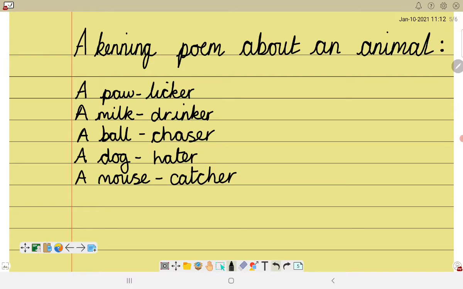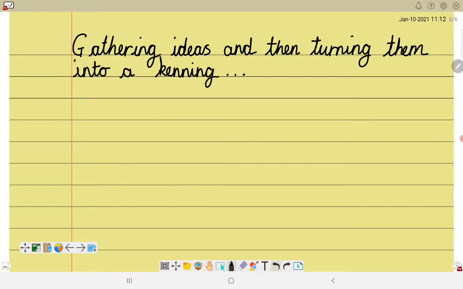Have you worked it out? A pot licker, a milk drinker, a ball chaser, a dog hater, a mouse catcher. It was a cat. Now let's look at how we can gather some ideas and then turn them into a kenning. So let's write a kenning poem together about a baby.